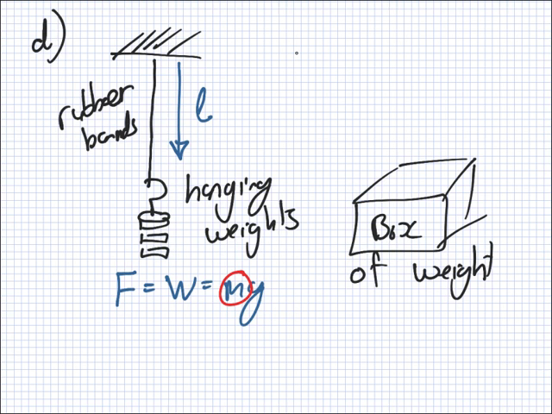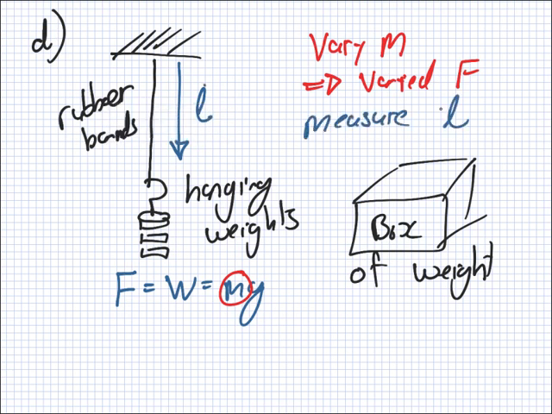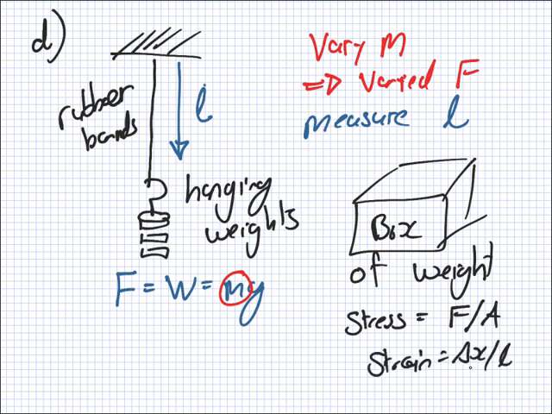And what you do is you vary m. In other words, you put on small weights, then bigger weights, and then bigger weights. If you change the m, that means you've varied the F, and then you measure the length L that you get. Then you have to calculate stress and strain. Stress is force over area, and strain is extension over length.